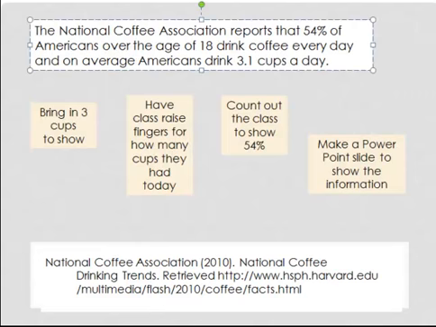This next slide comes from the same source, the National Coffee Association. Let's look at some creative ways to use this information. I might say in my speech, the National Coffee Association reports that 54% of Americans over the age of 18 drink coffee every day, and on average, an American drinks 3.1 cups of coffee a day. Creative ways I might do this.